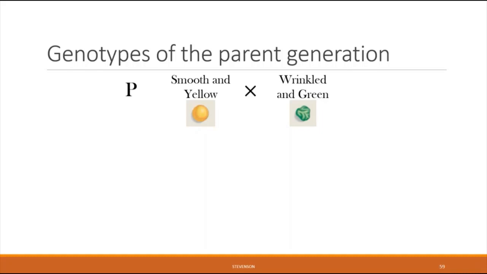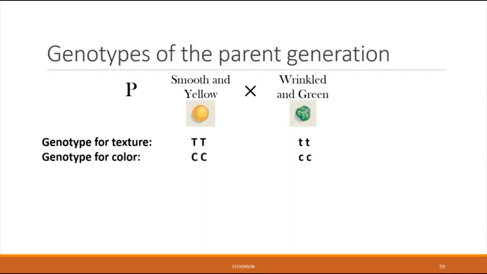The smooth and yellow parent was true breeding for the smooth texture, and therefore, just like in the first experiment, it has the genotype capital T, capital T. The wrinkled green parent was true breeding for the wrinkled texture, and therefore we know it has the genotype lowercase t, lowercase t.